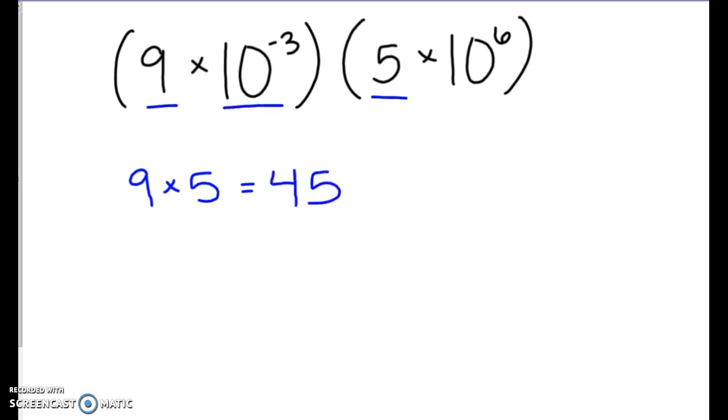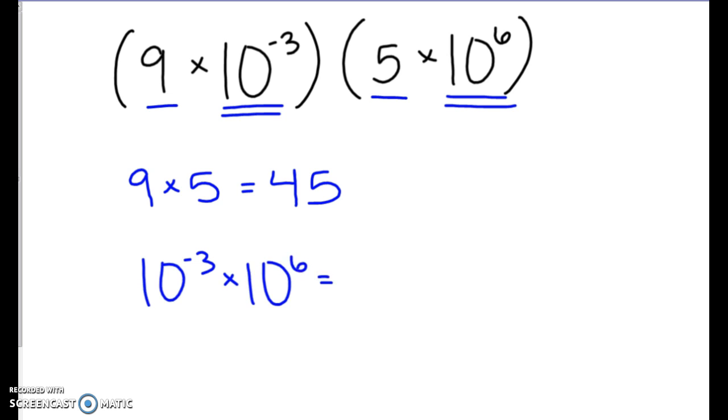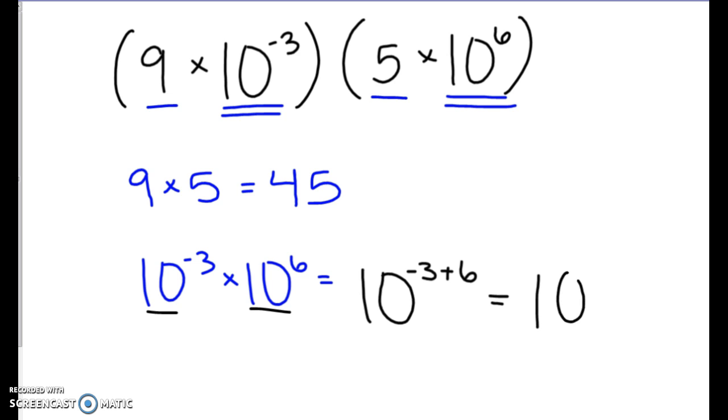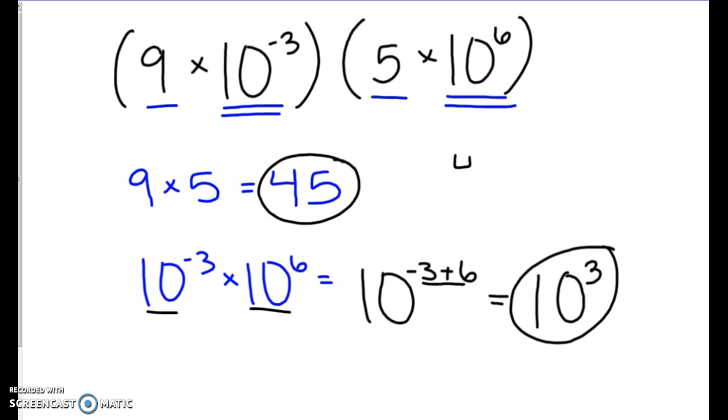And then I'm going to do my 10 to the negative third times 10 to the sixth. We still have the same base, we have a 10 and a 10. So we're still going to add those exponents, negative 3 plus 6. We did this at the beginning of the year, adding and subtracting integers. Negative 3 plus 6, we get a positive 3 for our answer. And then we're just going to combine our 45 times 10 to that third power.